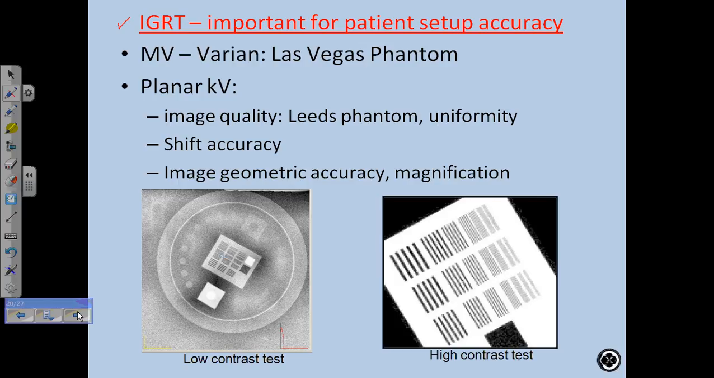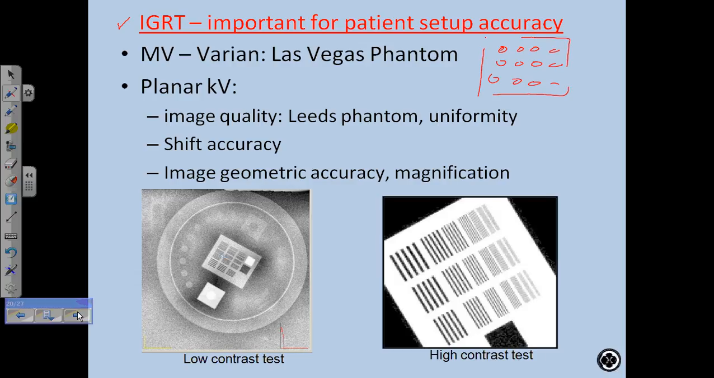For MV imaging, for portal imaging, the Las Vegas phantom. Have you guys seen the Las Vegas phantom? Okay, the Las Vegas phantom is a piece of aluminum, and it has holes drilled to different depths along the phantom. Some are shallower, some are deeper. And you take a picture of that, and you expect to see a certain number of holes. And that's also in the Varian Customer Acceptance Procedure manual.